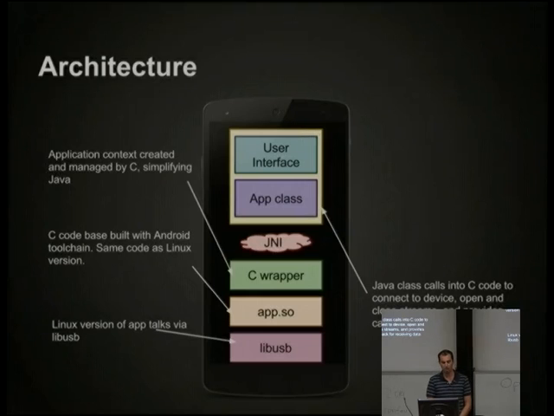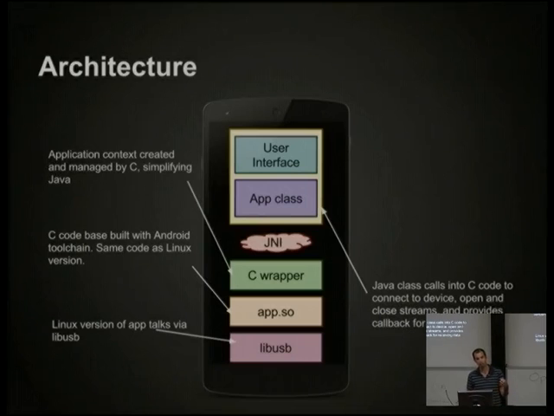So up in the top half of the box there, we've got the Java code, the Android Java application. And so that's got a little class that knows how to talk down to the C wrapper. The C wrapper has to have specially constructed function names so that the Java code can call down into it. And so it can open up the device and provide a callback that the C code can then call back into when it receives data and whatnot.